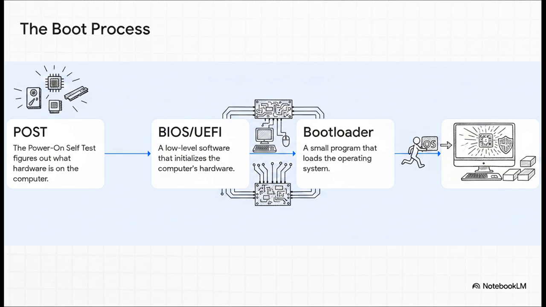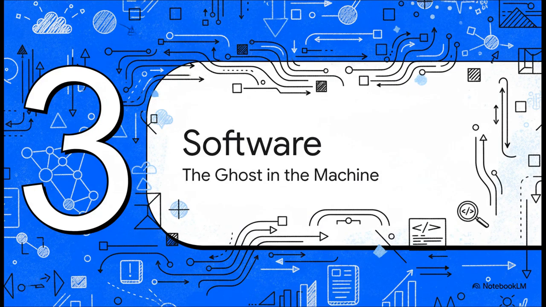Then, the BIOS, which is the most basic software living on the motherboard, wakes up all that hardware. Next, a tiny program called the bootloader finds your operating system on the hard drive. And finally, the core of that OS, called the kernel, gets loaded into RAM, and from that moment on, the operating system is in full control. So, the hardware is awake, the core system is running, now it's time for the software to really shine.